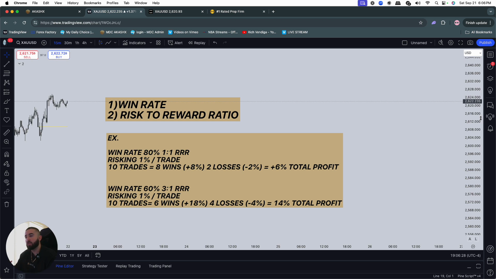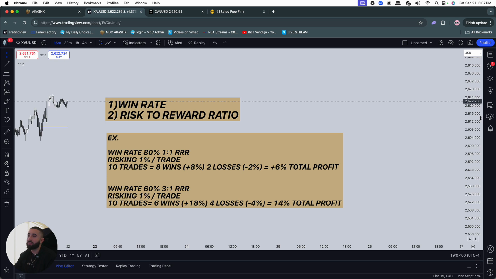Trader number 2 is going to have a smaller win rate, meaning they only win 60% of their trades. However, their risk to reward ratio is higher at a 3-to-1 risk to reward ratio. Same 1% risk per trade, taking 10 trades, we're going to have 6 wins for a total of plus 18% with 4 losses at minus 4% for a total of plus 14% total profit.